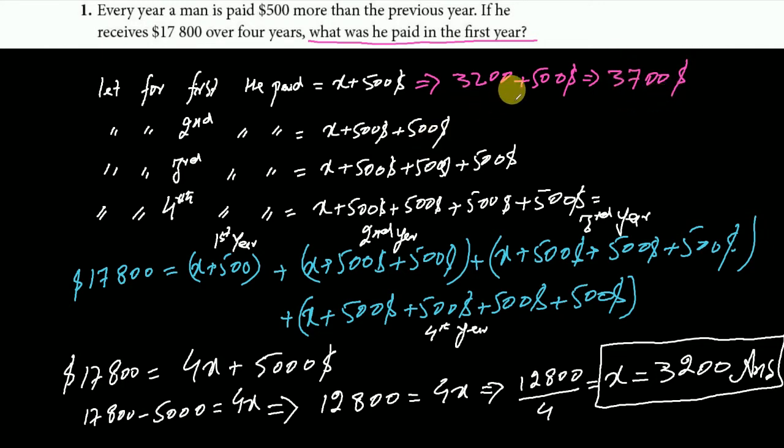Okay, so for first year he paid $3,700. For first year he paid, write year here. No, for first you paid X amount. For second you paid X plus 500. For third you paid X plus 500. Just do it like this, take X, no problem.